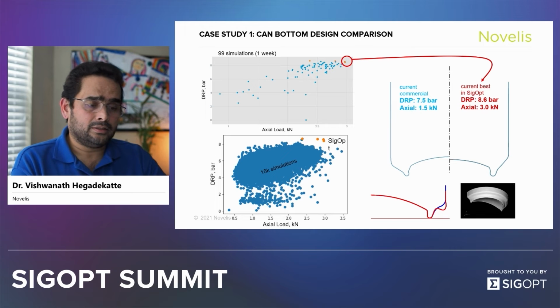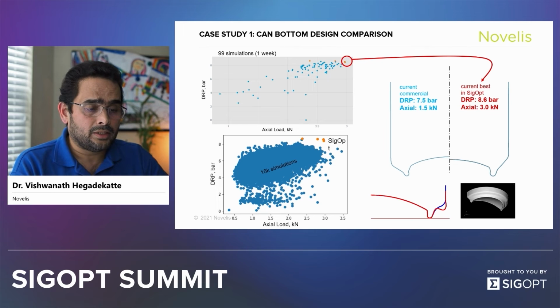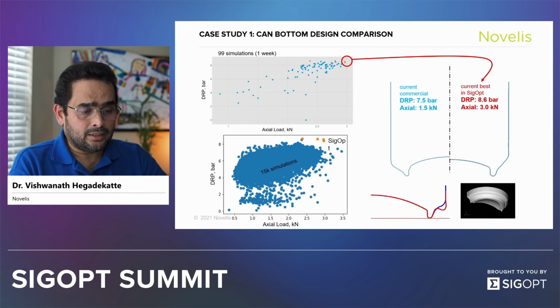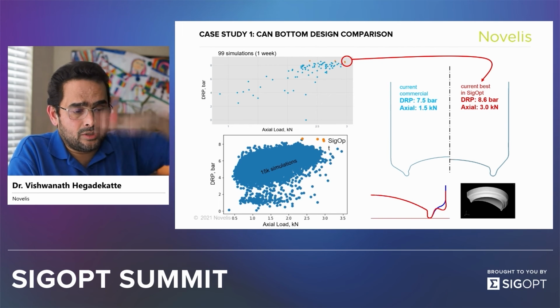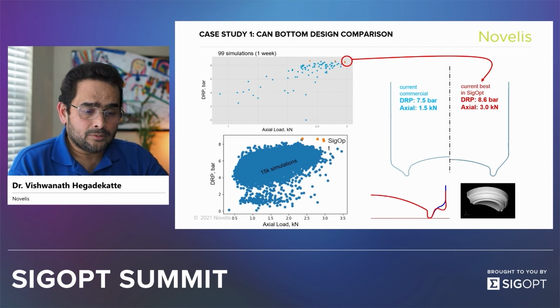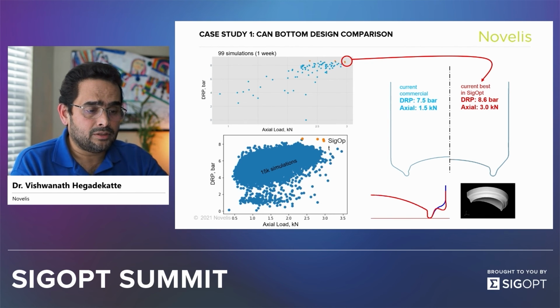Actually, in this model there were two target properties that we were trying to optimize. One is the dome reversal pressure, which is shown in the animation here, as I said earlier, and the other one is the column strength of the beverage can. So how much load can a beverage can actually take when you load it. That's what is plotted on the x-axis here. So here is an example where using SigOpt with the least number of computations or observations, we were able to find a better design than what is currently commercially available.